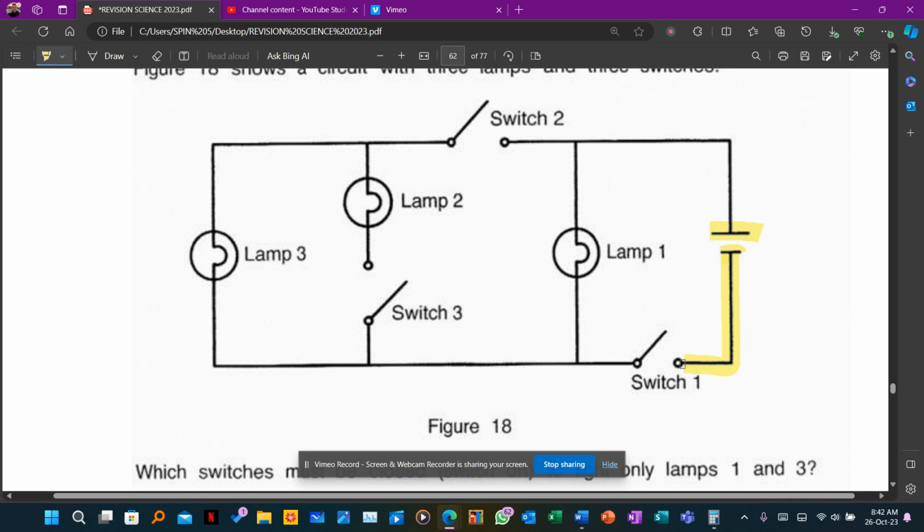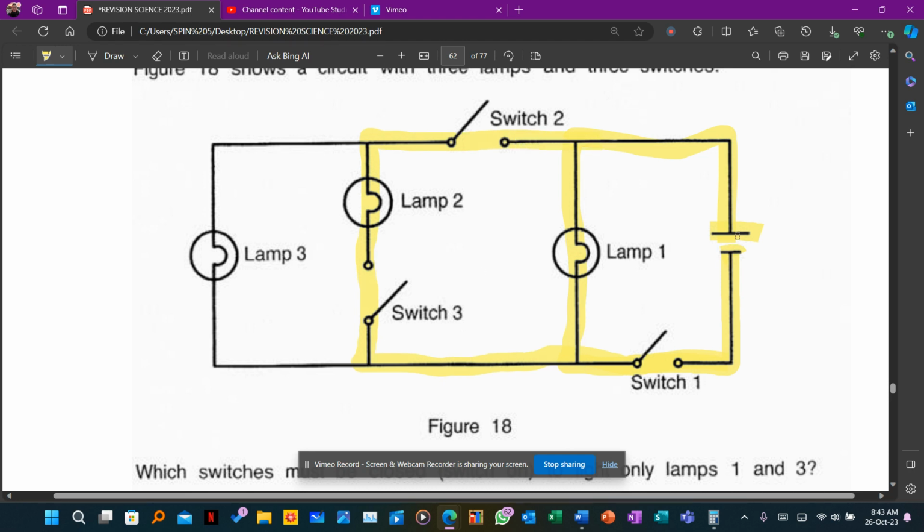Here the switch is open. If you want the current to flow, you need to close it. If you close that one, lamp 1 will light up, and the current will just continue. If you want lamp 2 to light up, you need to close switch 3 and switch 2, because if you don't switch on switch 2, the current will stay here. Then if you switch that one on, it will go there.